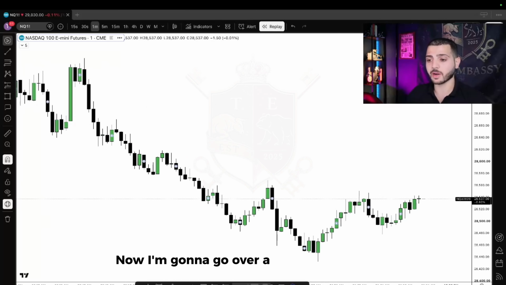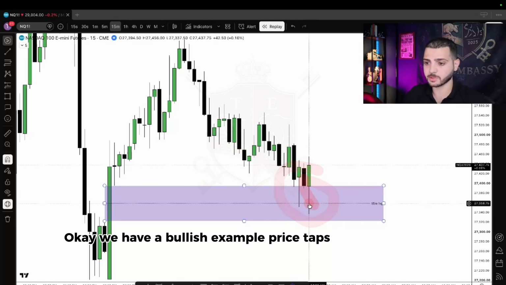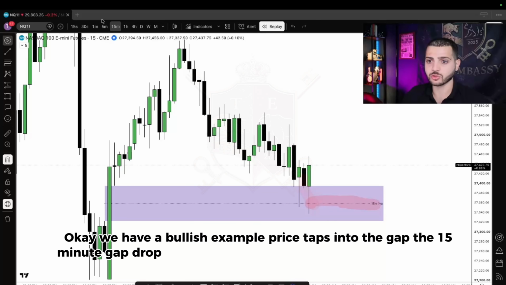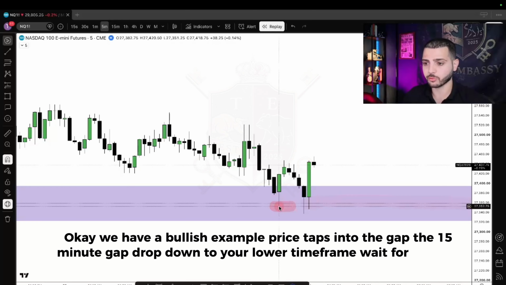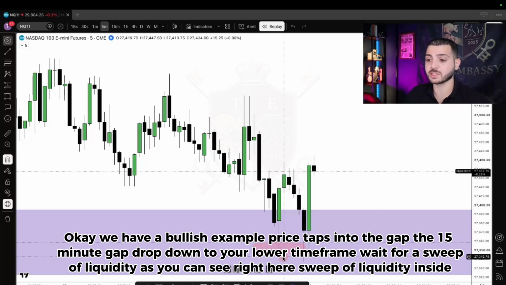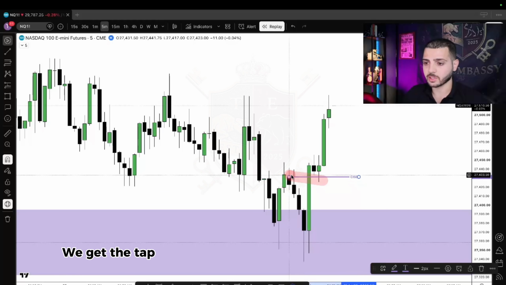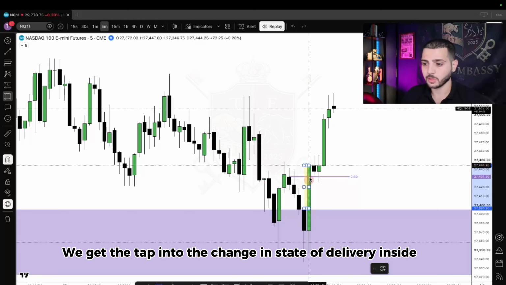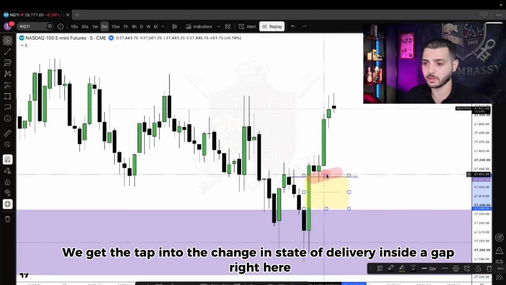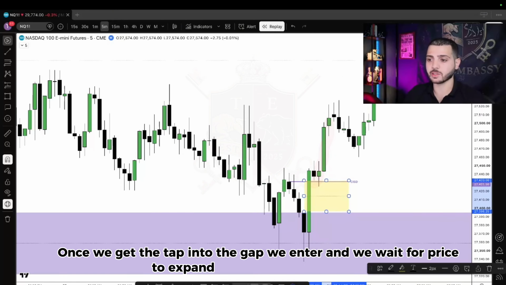Now I'm gonna go over a bullish example next. Okay, now we have a bullish example. Price taps into the 15-minute gap, drop down to your lower time frame, wait for a sweep of liquidity. As you can see right here, sweep of liquidity inside the 15-minute gap. You wait for a change in state of delivery. We get the tap into the change in state of delivery inside a gap right here. Once we get the tap into the gap, we enter and we wait for price to expand and go to our profit targets.